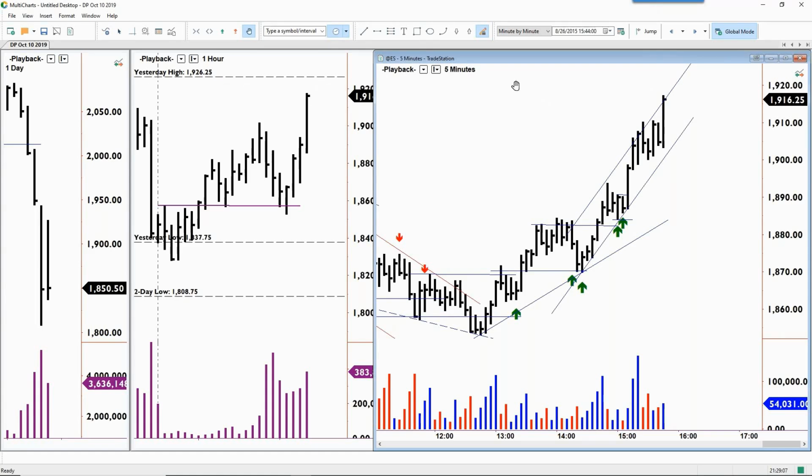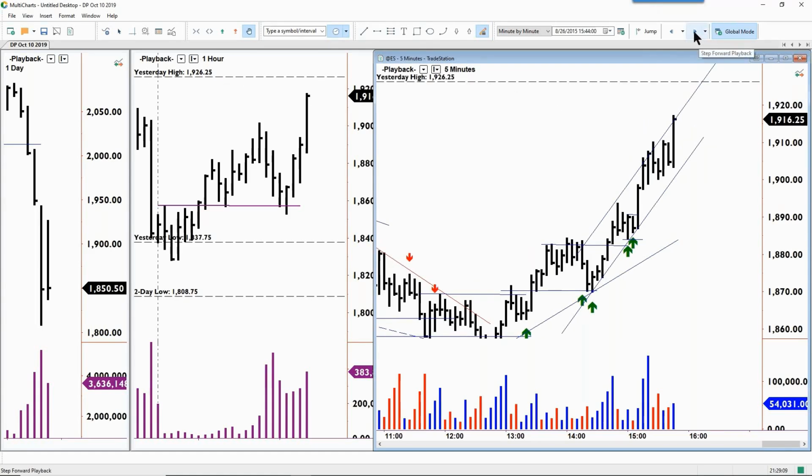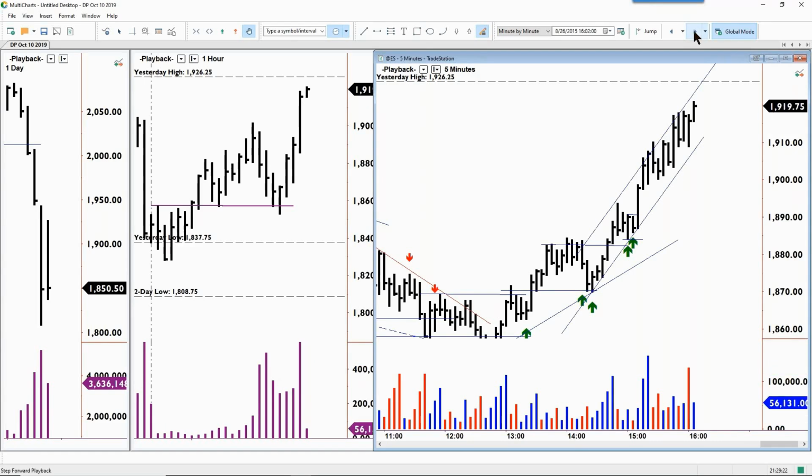Target, yesterday's high, right? There it is. And this is the end of the day, actually. So here's where we would close our trade. We'd exit out. Why didn't I think it was climactic? Because I didn't see enough downside, I guess.